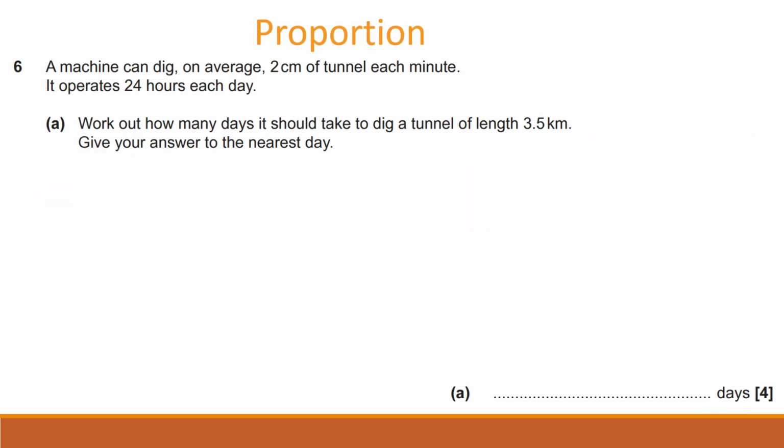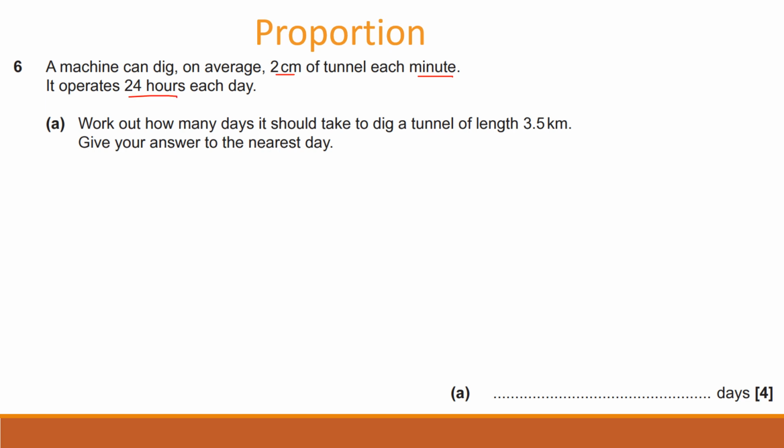Now question 6 is a question to do with proportion. This is quite a wordy question, so make sure you read the question carefully and highlight keywords from within the question. If you're told in the question a machine can dig on average 2 centimeters of tunnel each minute, and it operates for 24 hours every day.